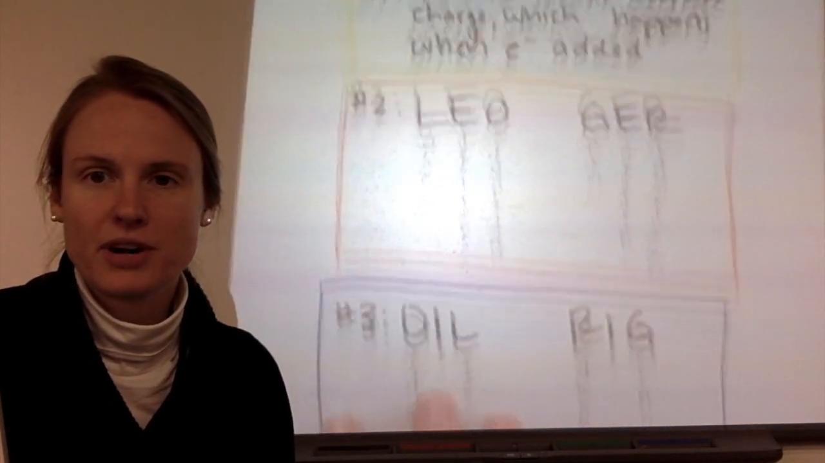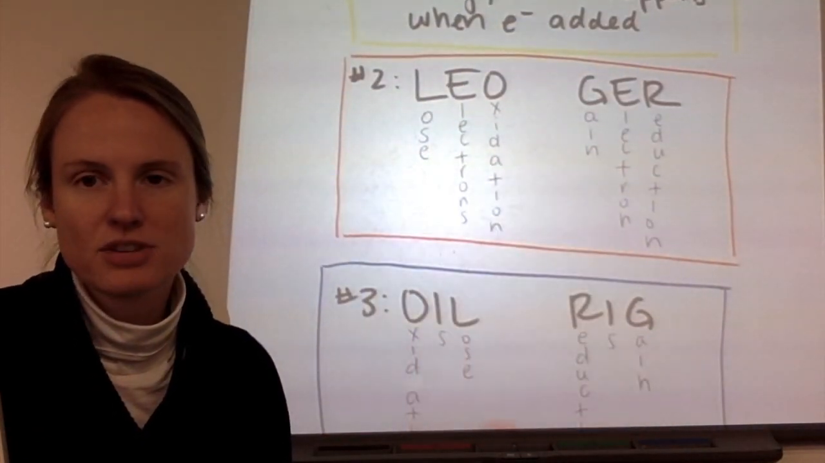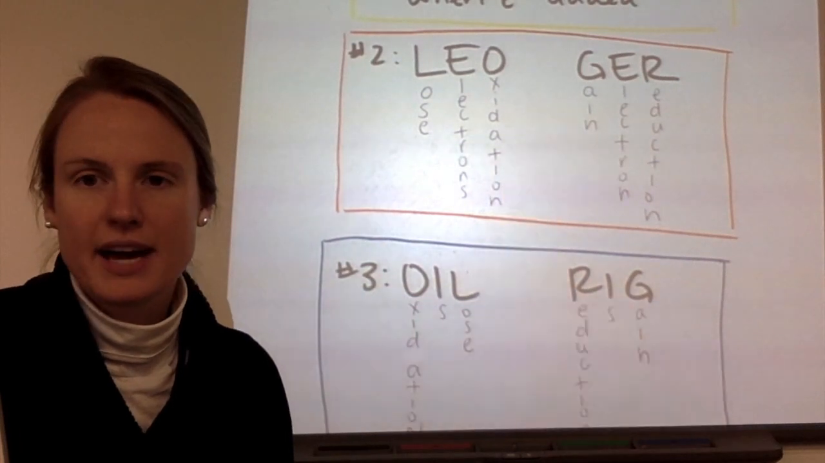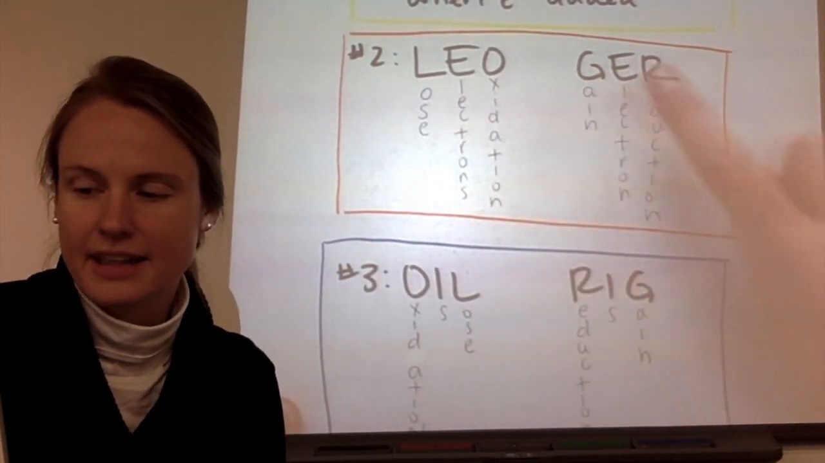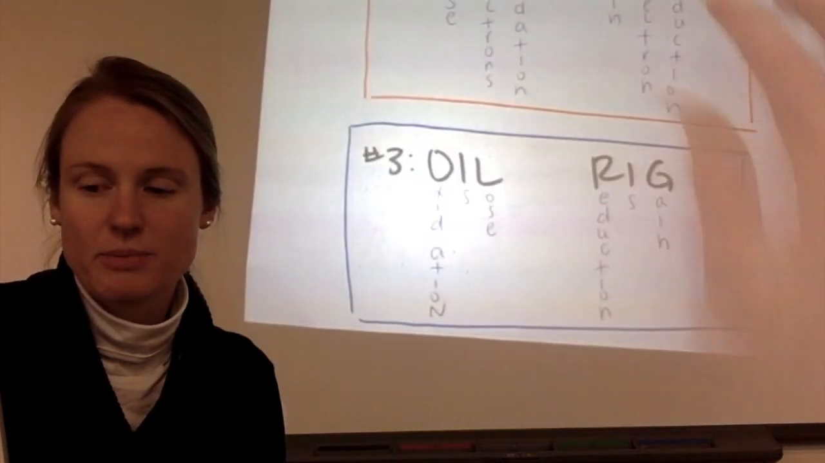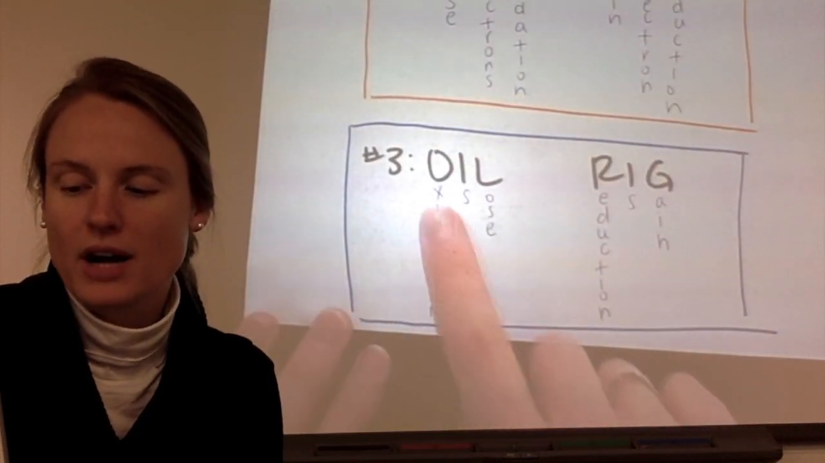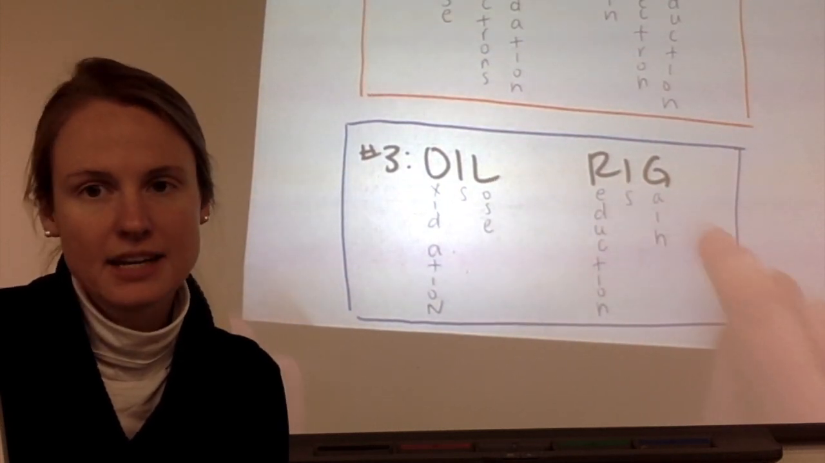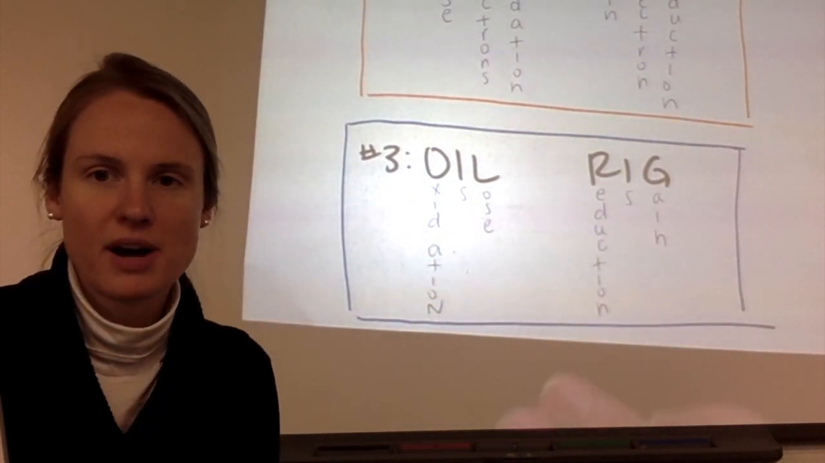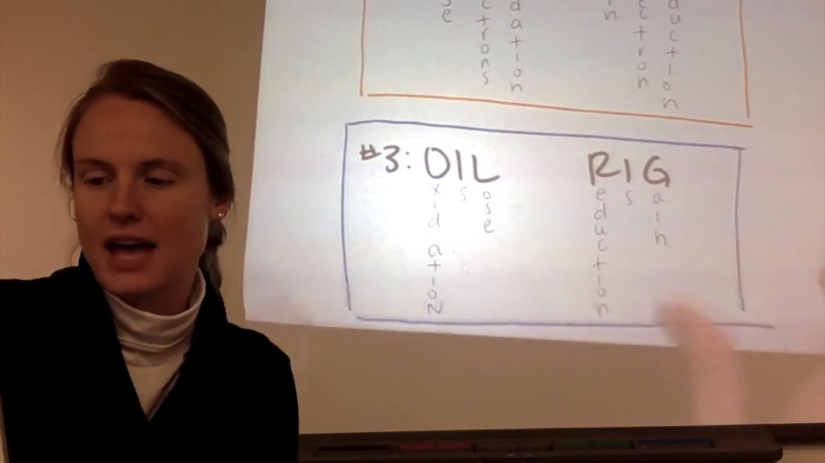Some people prefer memory tricks, like LEO the lion says GER: lose electrons oxidation, gain electrons reduction. Another one you might hear is OIL RIG. Oxidation is loss of electrons, reduction is gain of electrons. Up to you, pick one. Might be a good way to hold on to that information.